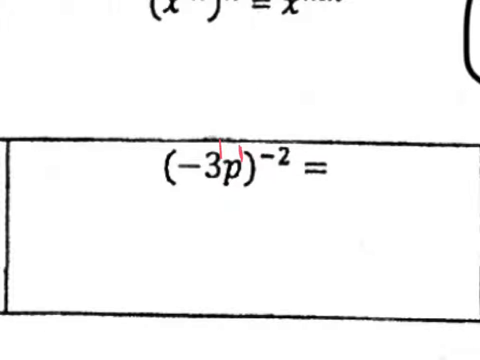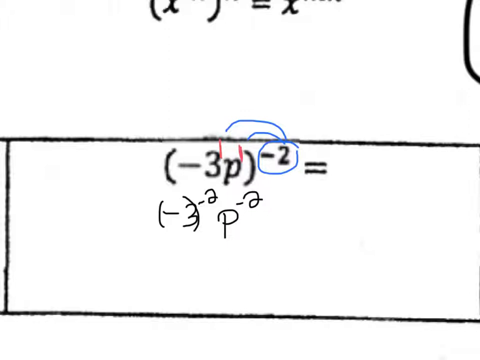So we have to take this negative 2 and we have to multiply it to each exponent. It's kind of like the distributive property, but we only distribute it to the exponents, not to the actual numbers or terms. So we're going to have negative 3, and then 1 times negative 2 is negative 2. And then we're going to have p, and then same thing, 1 times negative 2 is negative 2. And I'm going to put this negative 3 back in parentheses. Negatives, if it starts in a parenthesis, you should keep it in there.